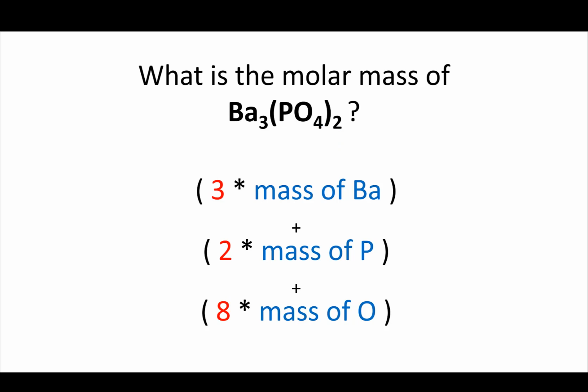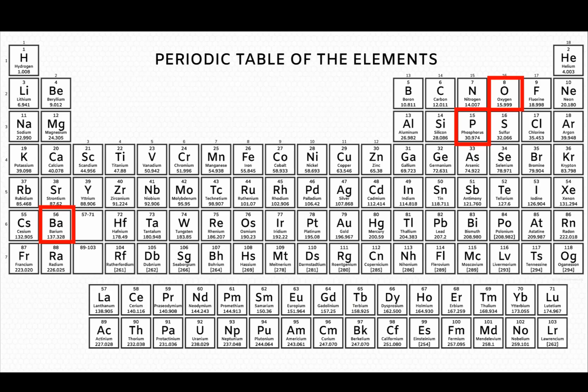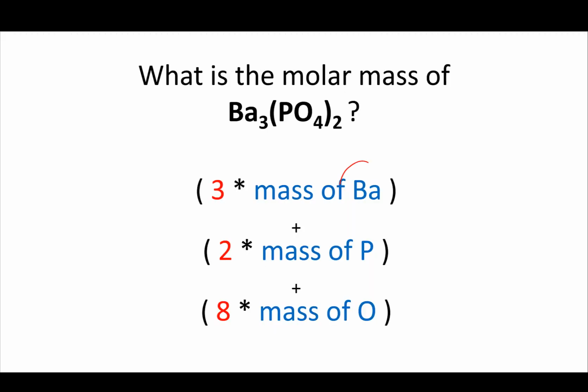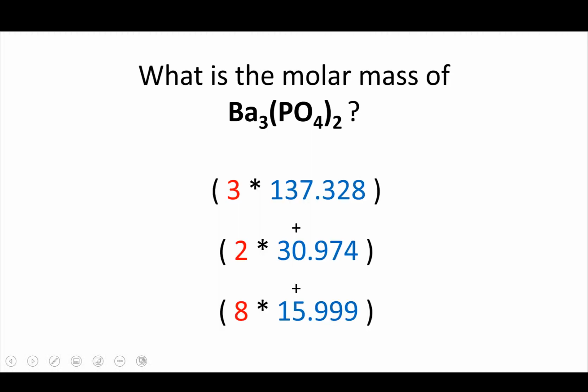So I have 3 bariums, 2 phosphoruses, and 8 oxygen atoms that I want to measure. So I have to figure out the mass of barium, phosphorus, and oxygen. There's barium, there's phosphorus, there's oxygen. I plug those numbers in. So barium goes there, oxygen goes there, phosphorus goes there. That ends up being this expression.